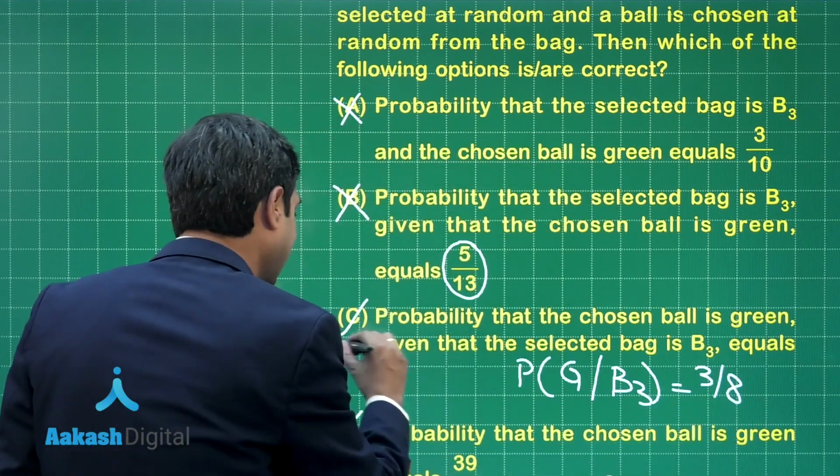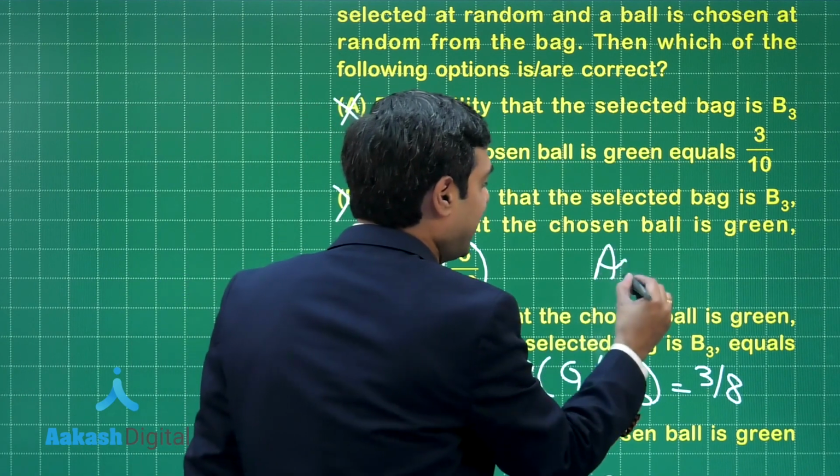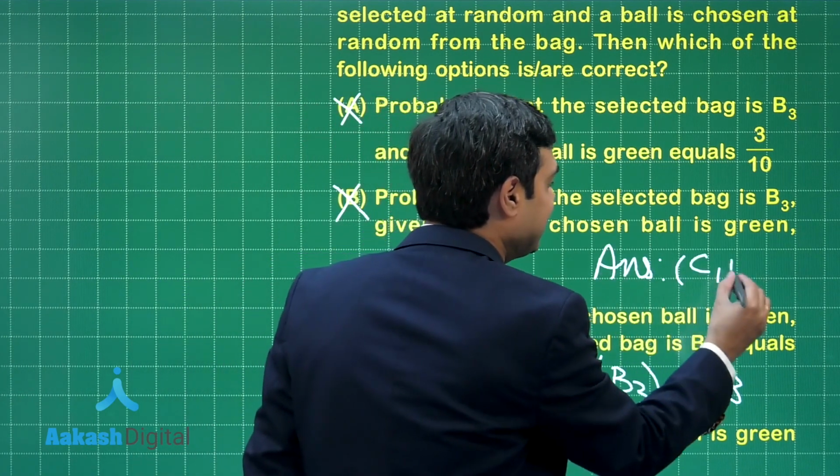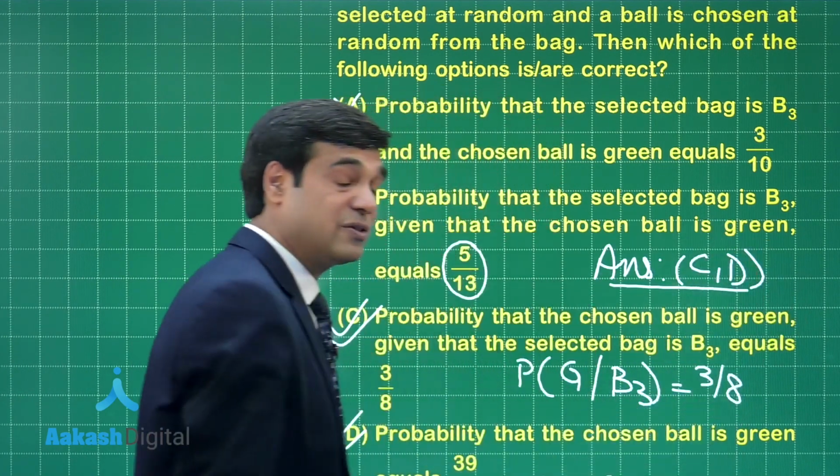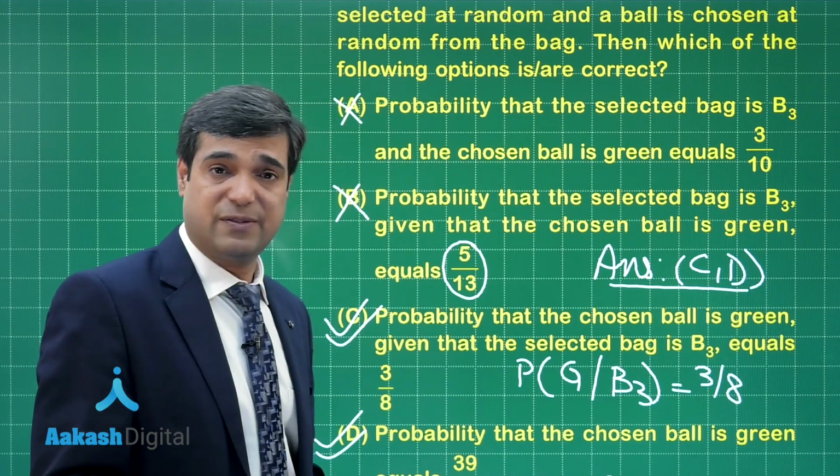Yes, this option is the correct one. So here we obtain the correct answers for this question. It is C and D. So I am sure this question is clear. Let's move on to the next one.